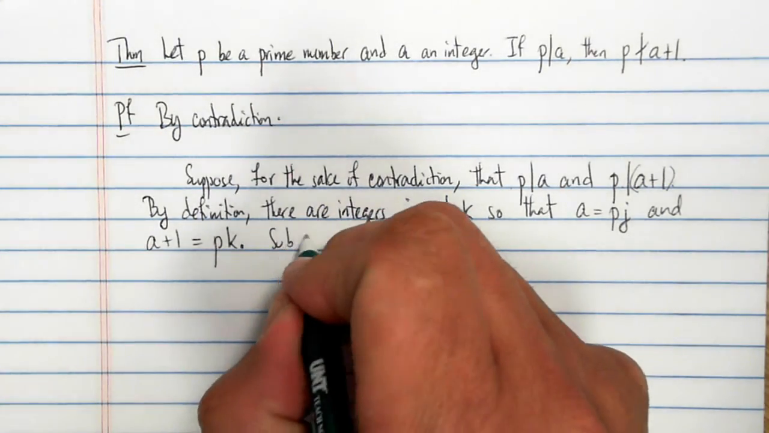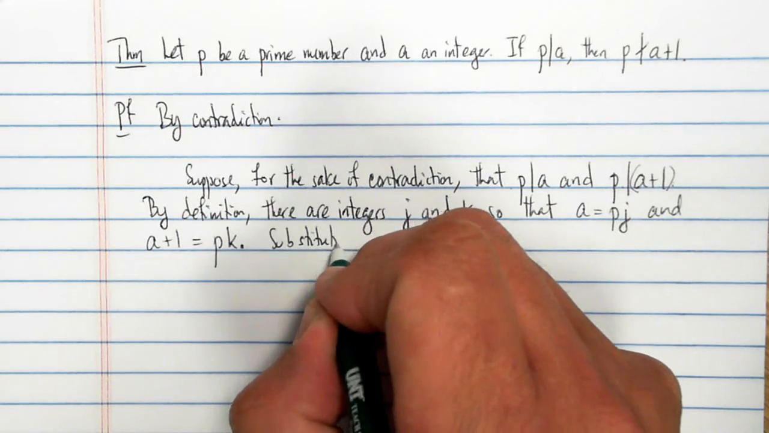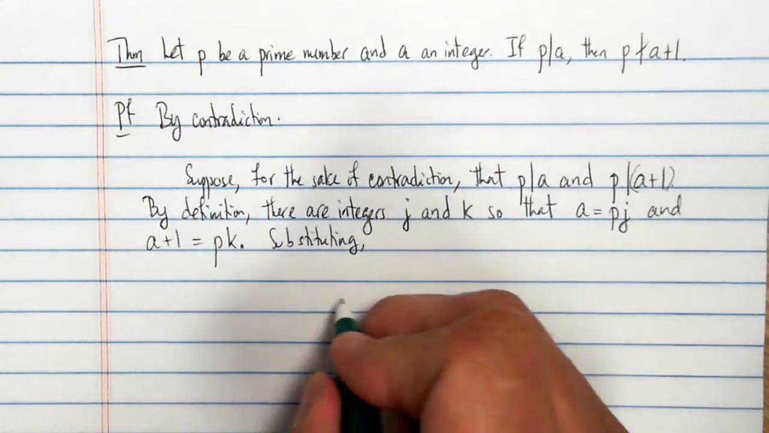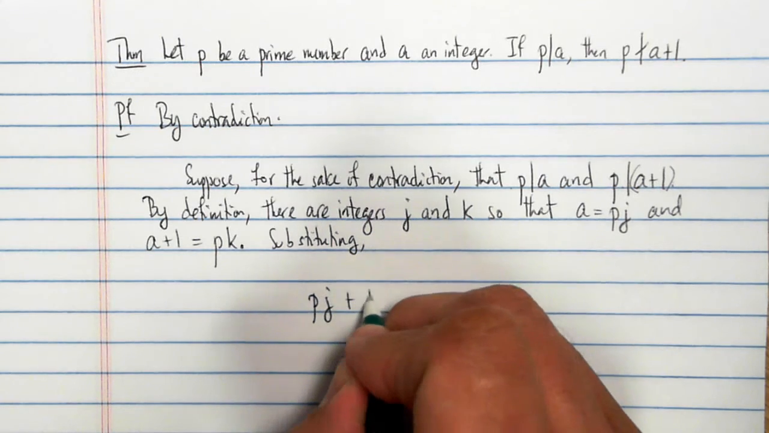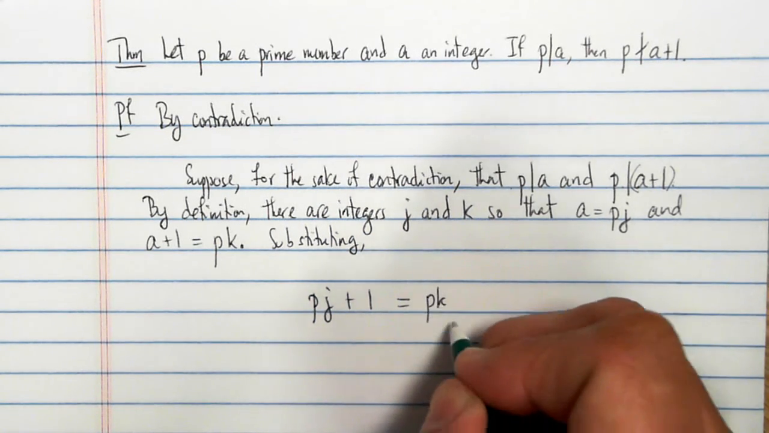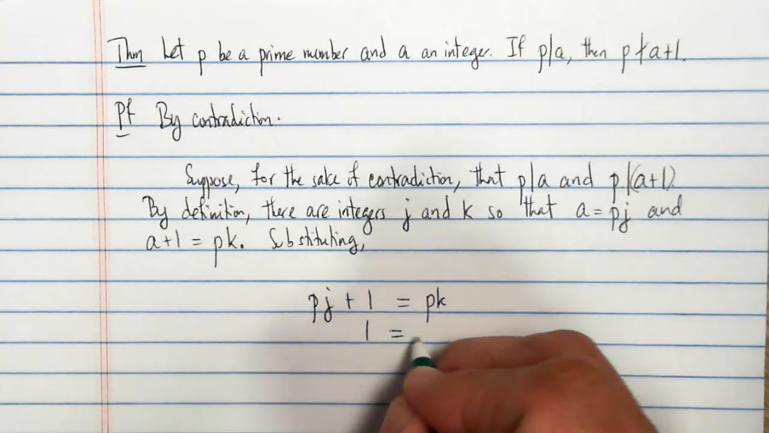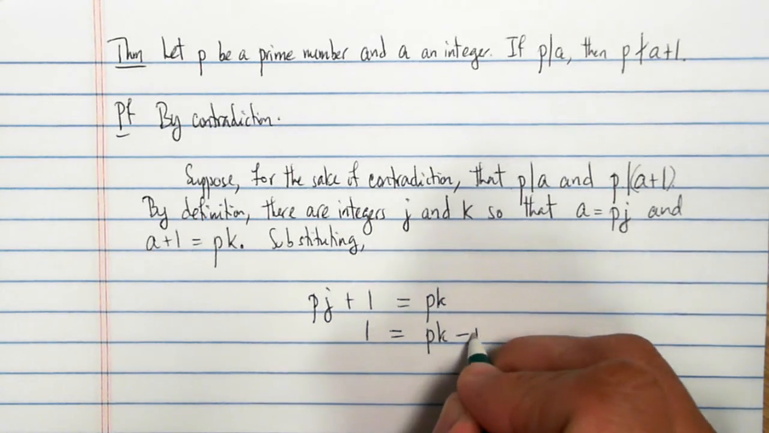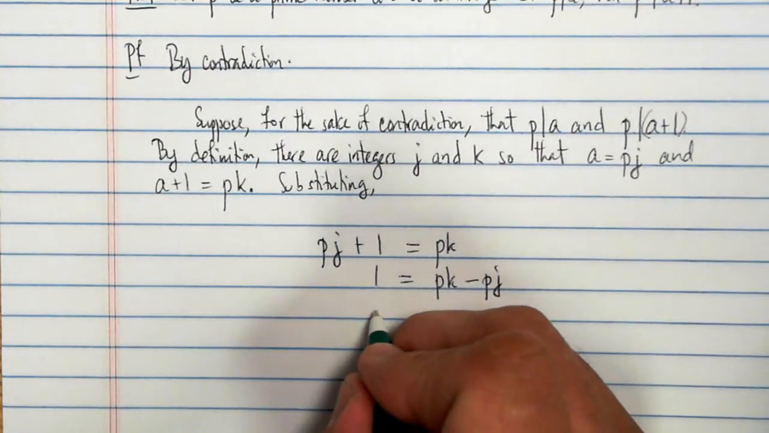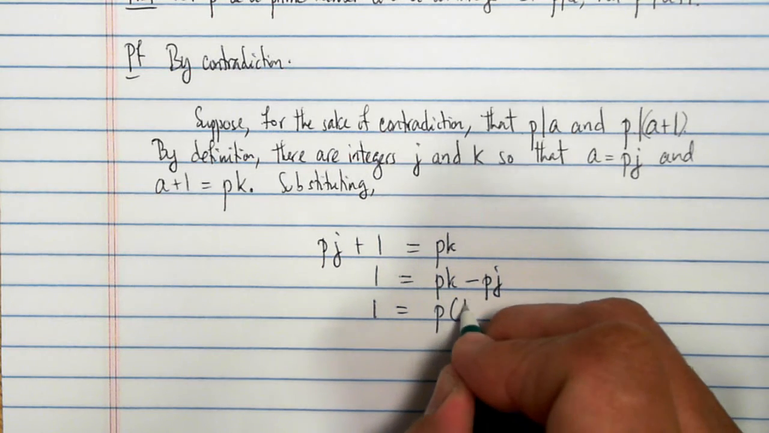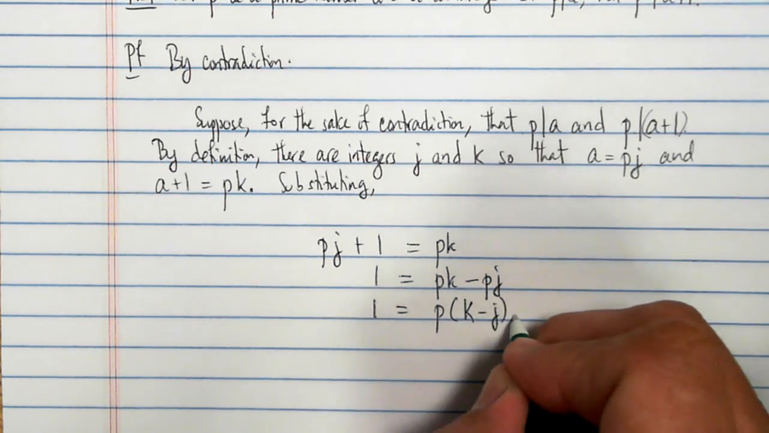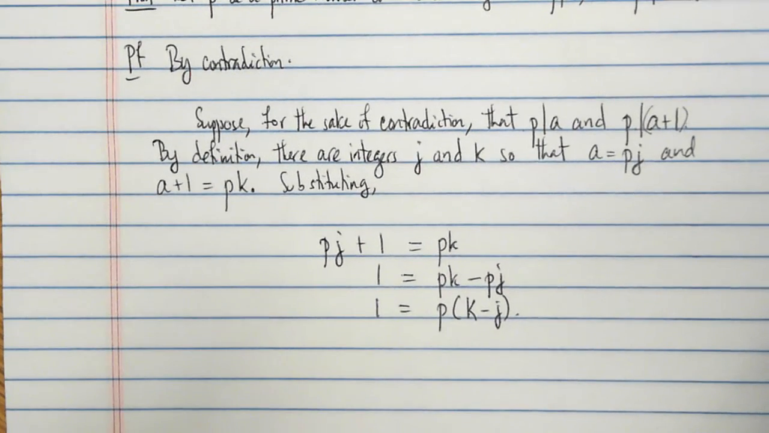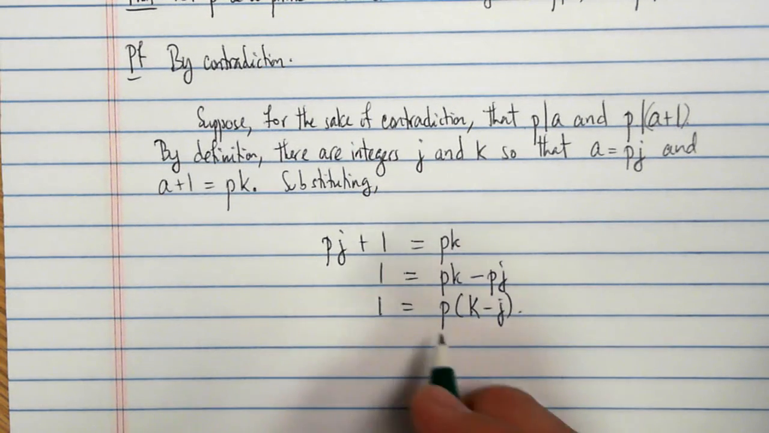So substituting, we obtain that p times j plus 1 is equal to p times k, or that 1 is equal to p times k minus p times j, or that 1 is equal to p times (k minus j). Okay, now why is this bad?